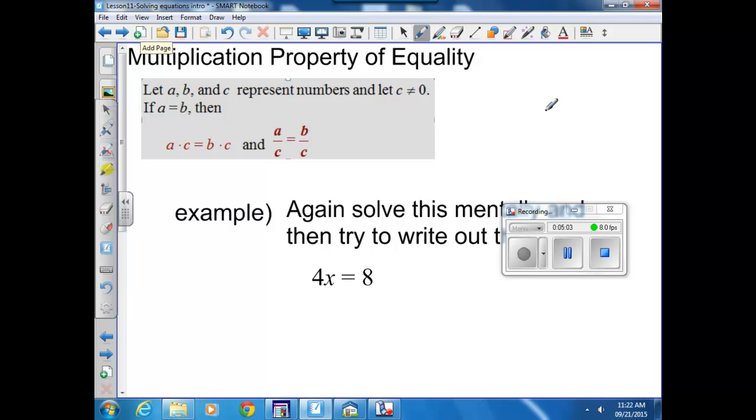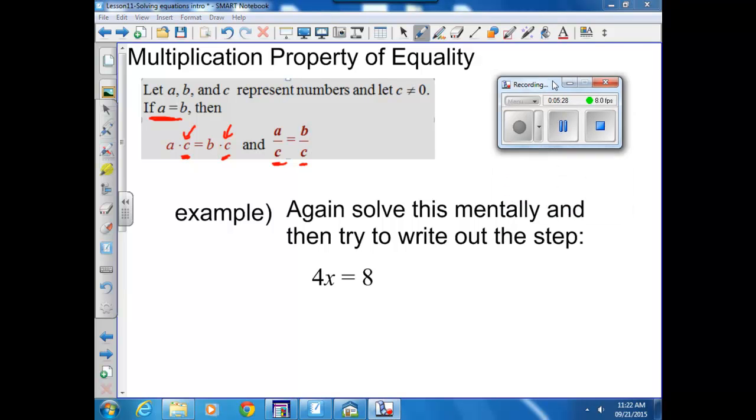Multiplication property of equality, as you imagine, says that if A equals B, then AC equals BC. It basically says if I'm going to multiply one side of the equation by a number, I have to multiply the other side by that same number to keep things balanced. And likewise, I can divide both sides of the equation by a value, as long as that value is not 0. Okay, let's practice another one.